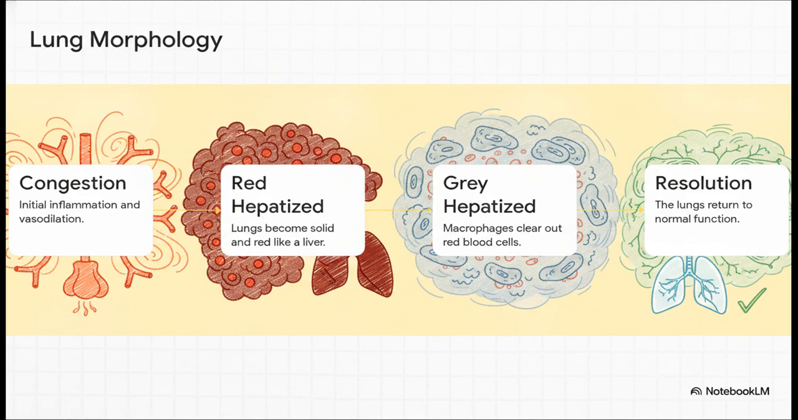And finally, Section 6, Morphology and Prevention. So let's focus on what is physically happening inside the lung tissue over time. As pneumonia progresses, the lung actually goes through distinct morphological stages. First is congestion, where initial inflammation causes the blood vessels to dilate.